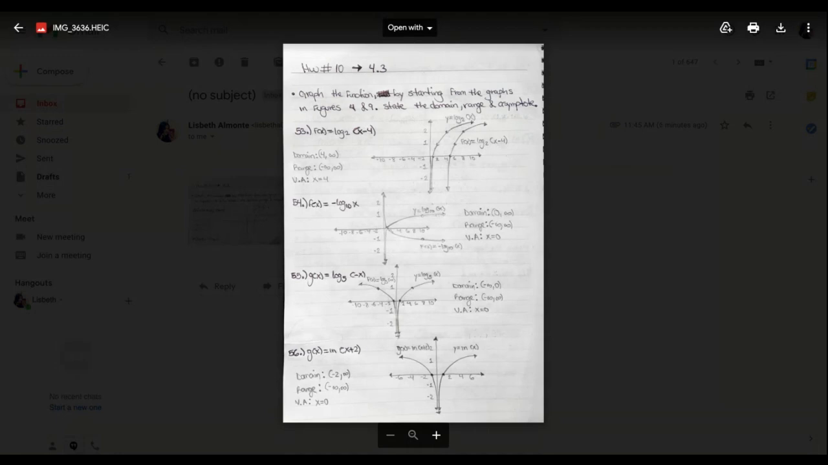So that's why. And the domain, as mentioned, starts from 4 and keeps on increasing, so it's 4 comma positive infinity. For the range, we have negative infinity and positive infinity. And for the vertical asymptote, it's x equals 4. This line gets very close to x equals 4, but it never touches it.